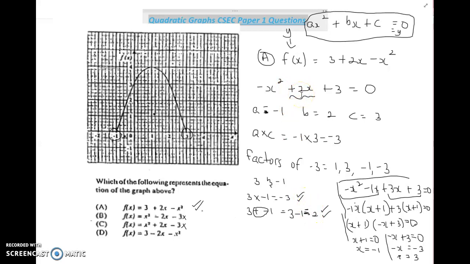What we're basically going to do is replace that 2x with the 3 and the negative 1. Meaning, coming across here, we put back our negative x squared, and then we're going to put negative 1x plus 3x.